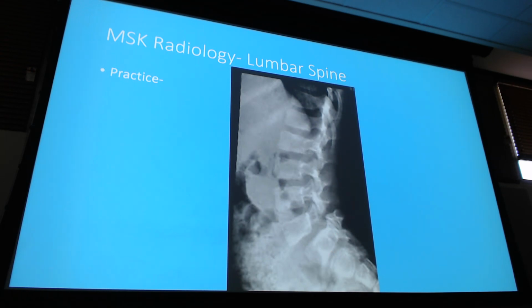Sacrum's here. So here's S1. Keep it in the back. Sacrum's here. Here's S1. So 5, 4, 3, 2, 1. So we have an L5, S1 anterior spondylolisthesis. Everybody see that? L5, S1 anterior spondylolisthesis.